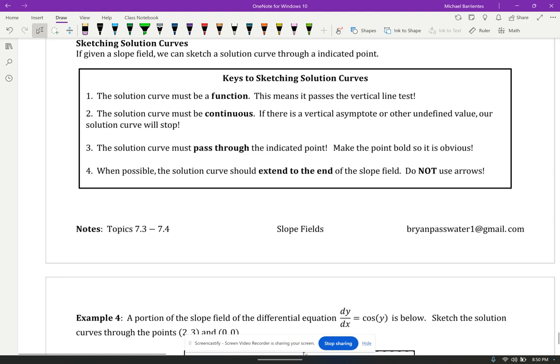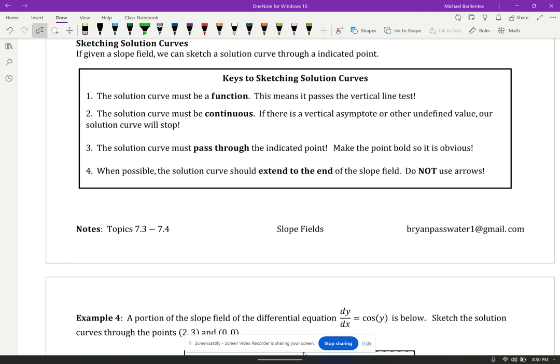So the second type of slope field situation you'll encounter is you will be asked to sketch a solution curve through an indicated point on a slope field. And all that means is, remember, the slope field is there to show us what the tangent lines are looking like. But if we graph a curve using those tangent lines, we're actually going to get the solution curve, the original function that we were talking about.